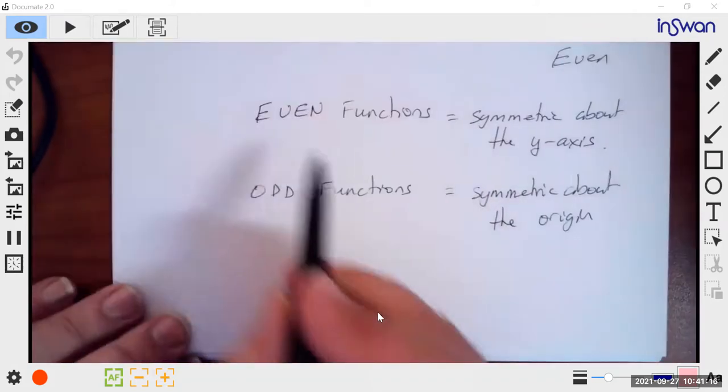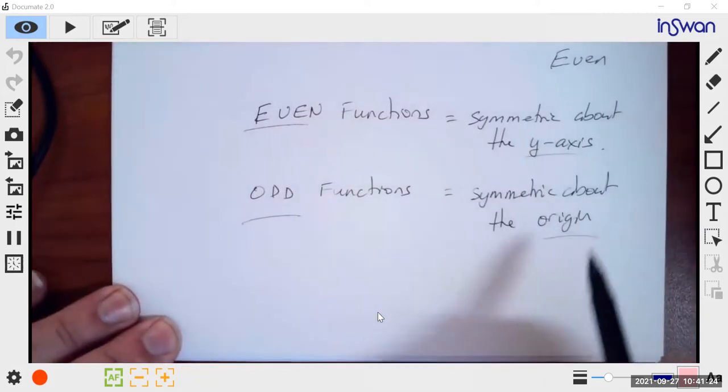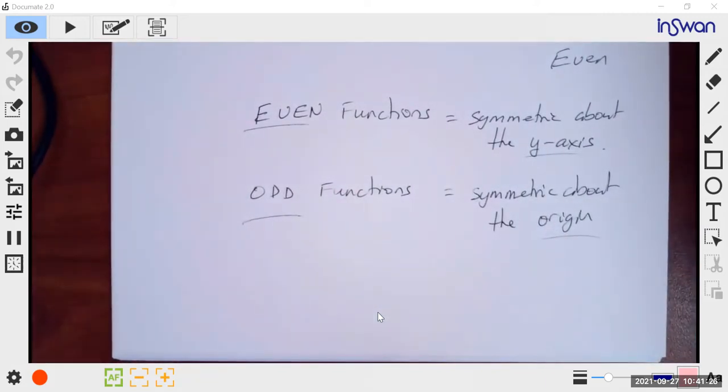So hopefully, looking at the equation, you can tell me if it's odd or even. And that tells you if it's symmetric about the origin or the y-axis. No work involved. So the only work you have to do is for the symmetry about the x-axis.